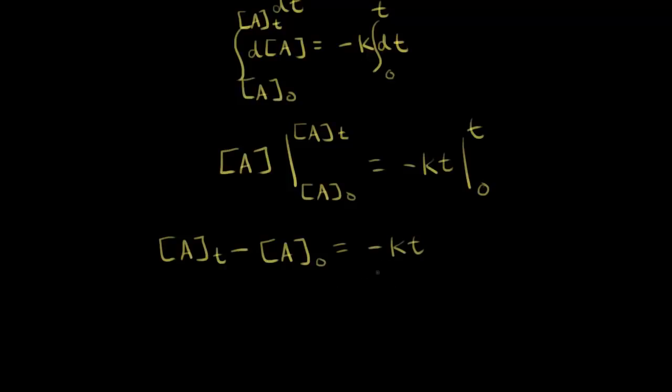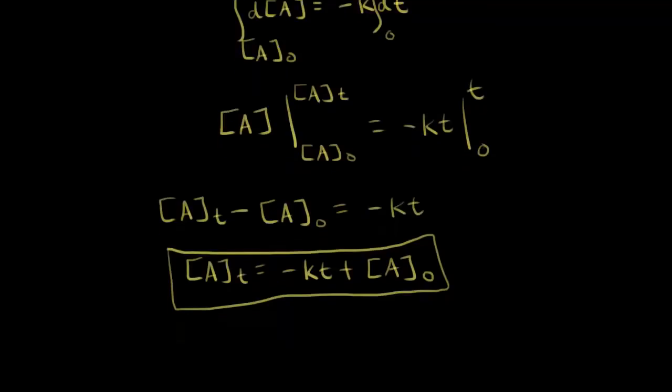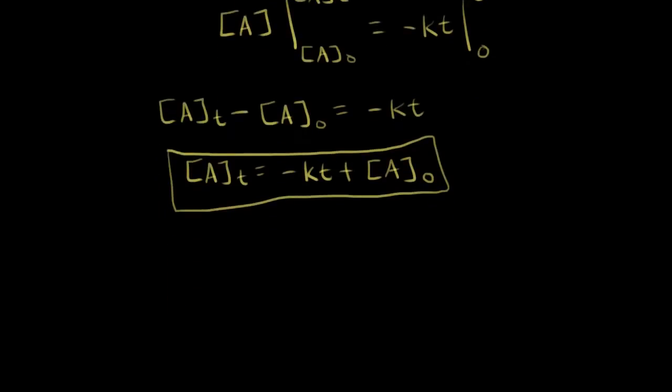All right, we could rearrange this. We could move the initial concentration to the right side, so we would get the final concentration is equal to negative kt plus the initial concentration of A. And so this is just another way to write our integrated rate law. So here's the integrated rate law for a zero order reaction. And if we look at the form of that, right, it's y is equal to mx plus b.